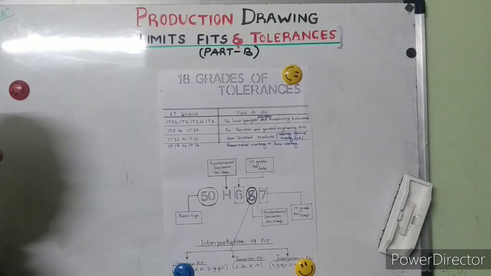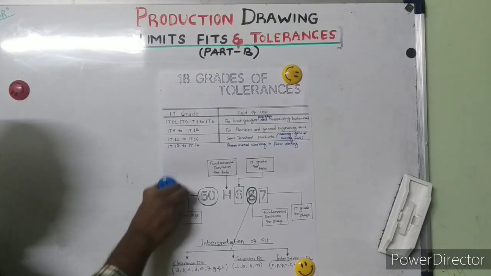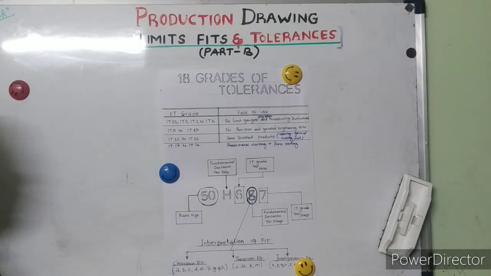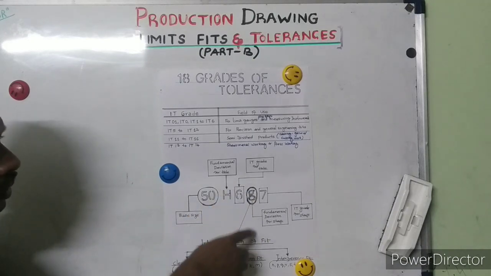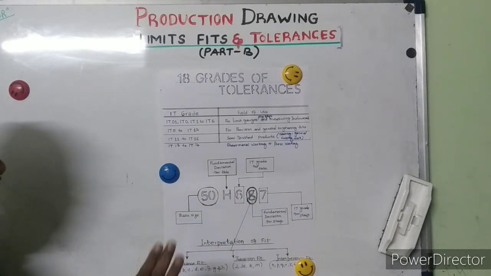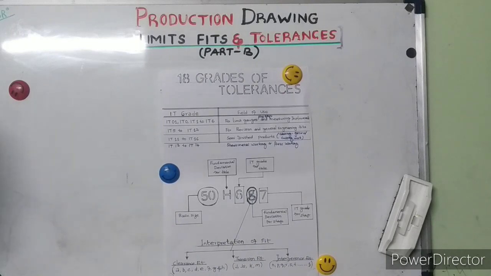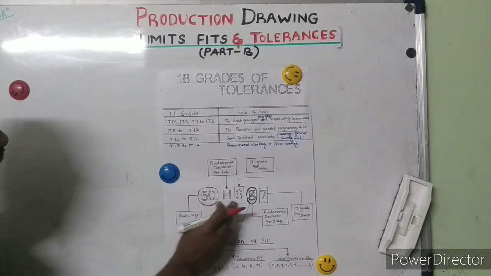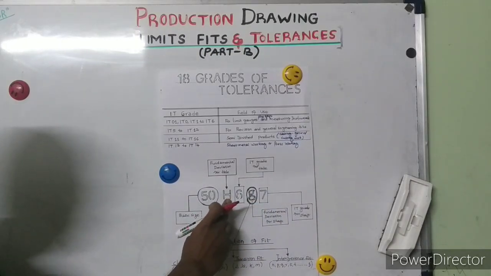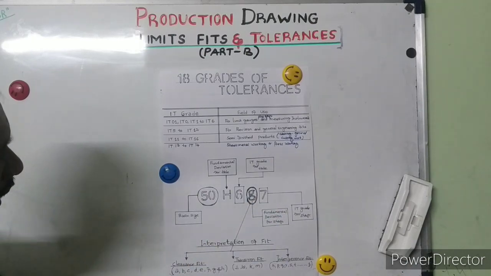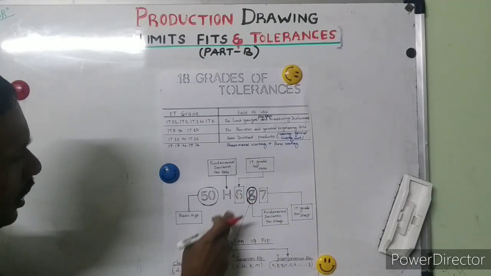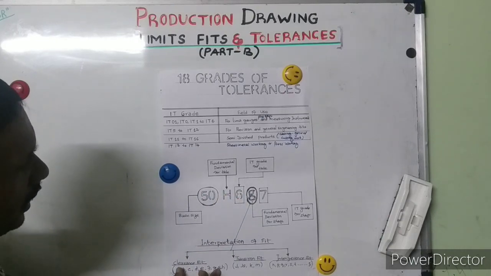Now how is it designated? As I just told, 50 is the basic size, H is the fundamental deviation of the hole, G is the fundamental deviation of the shaft, then the IT grade of the hole and the IT grade of the shaft. A to H is the clearance fit, the transition fit is J to M, and the interference fit is N to Z. If I specify, for example, 50 H6 G7, what does that mean? H6 G7. So H, if you see the H, it is a clearance fit.